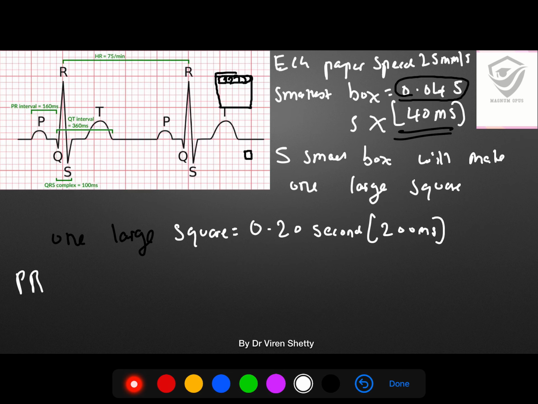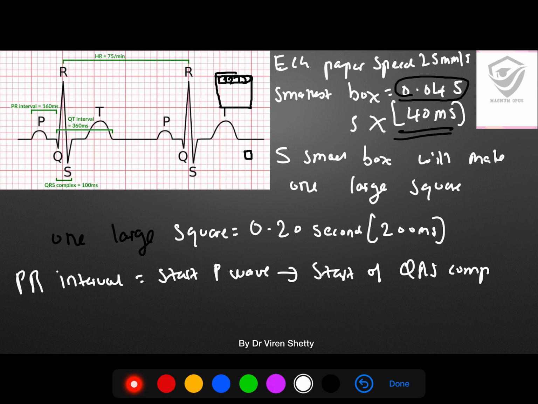There is something that you must know, which is the PR interval. PR interval is from the start of P wave to the start of QRS complex. Though it is called PR interval, it does not mean it starts from P wave and ends at R wave. No, it starts at P wave and goes up to the start of QRS complex. It does not go beyond that. If you see in this image, PR interval is the start of P wave to the start of QRS complex.